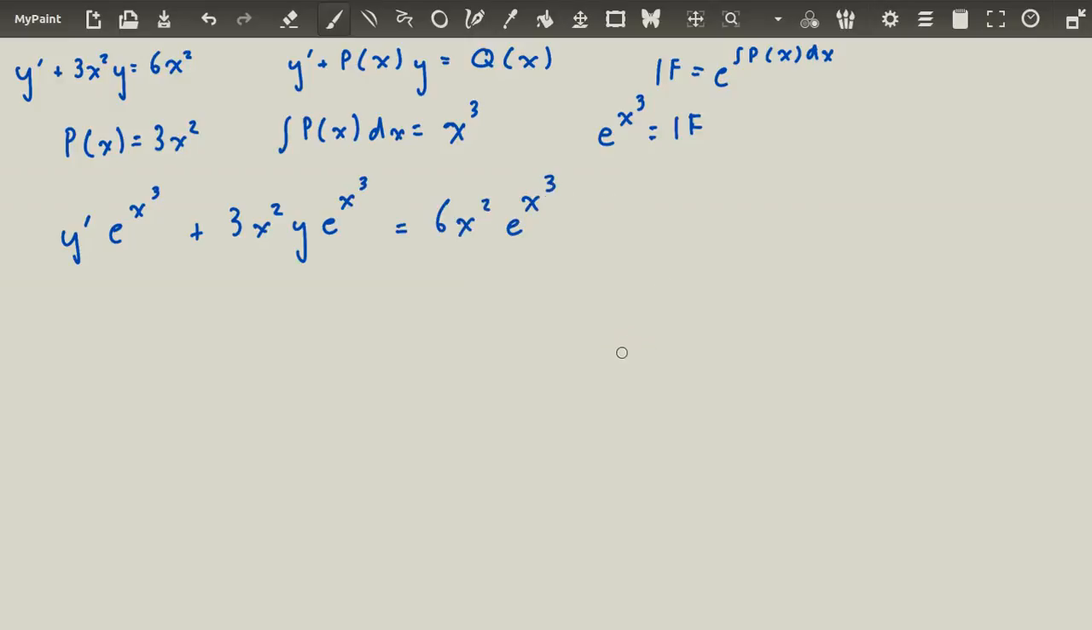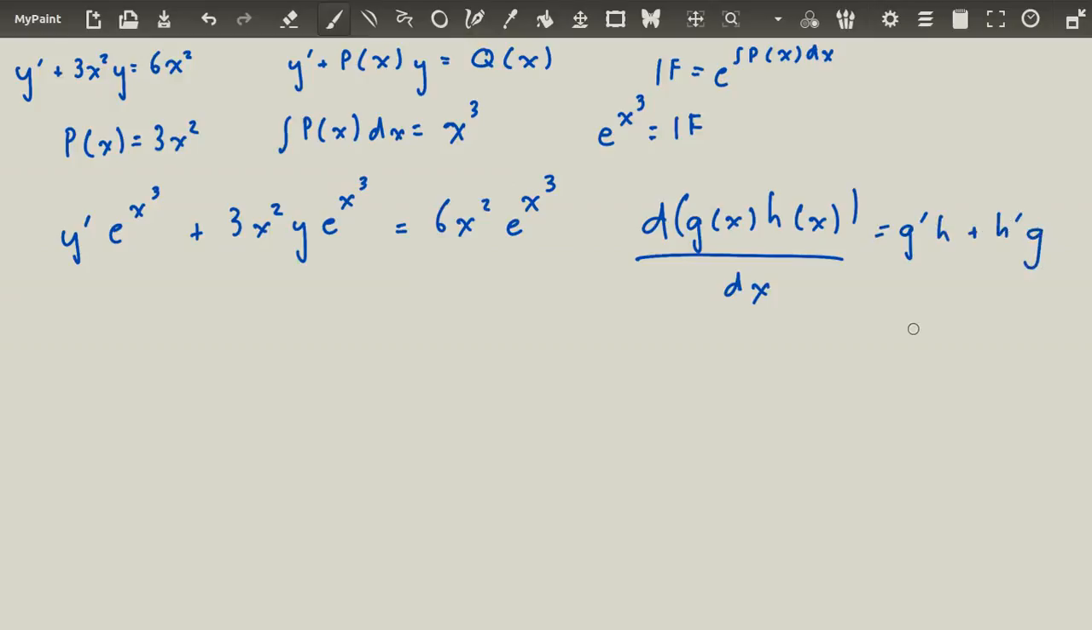Now, one thing we're actually able to notice is that we're dealing with a product rule on the left-hand side. A product rule is when you have two functions, g of x and h of x. If we wanted to find the derivative of these two functions multiplied together, what we'd do is take the derivative of the first times the second plus the derivative of the second times the first. And that's actually what we're dealing with here on the left-hand side.